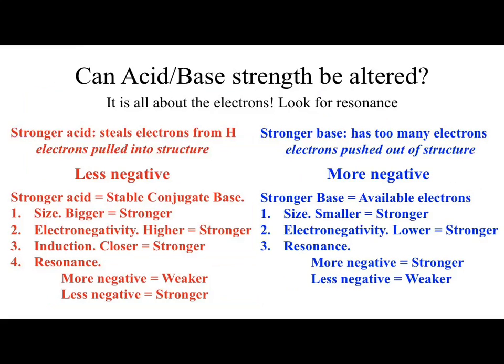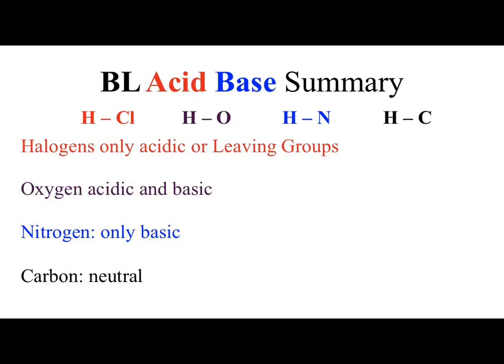Acid-base strengths. I just summarized those all over again. I would recommend that you go back to the lecture slides and push through the examples, trying to make sure you understand why one is more acidic or basic than another. But it ultimately comes back to these same types of rules. As a general summary, your halogens will only act as acids when with hydrogen, or as leaving groups. Your oxygens can act as acids or bases. Your nitrogens will really only be basic. We won't see them act as acids. And your carbons are ultimately neutral. To get them to act as an acid or a base requires a little bit of effort. There has to be something to force them to act as an acid or a base.